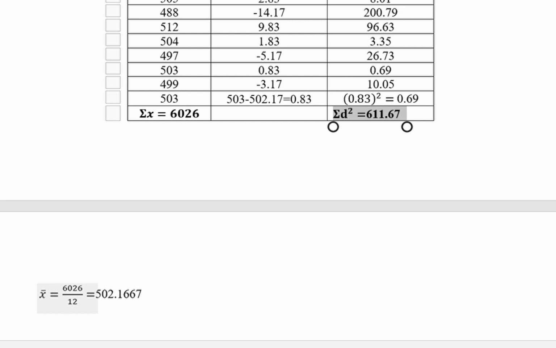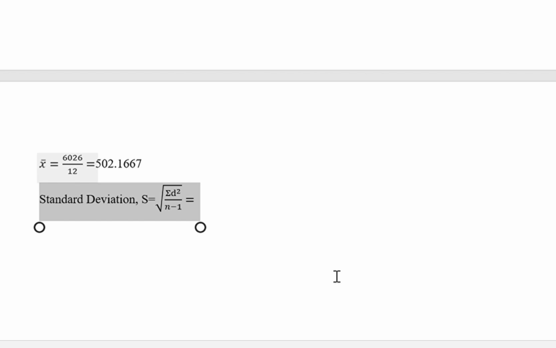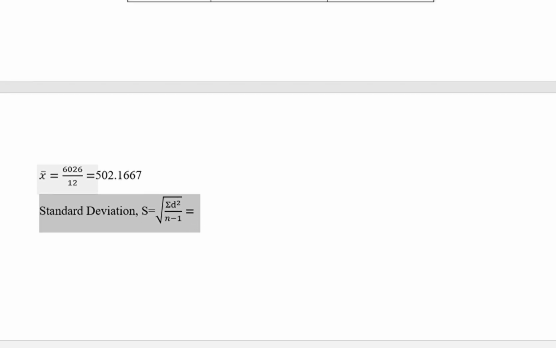Now with that, we can calculate variance and standard deviation. So standard deviation will be calculated as S is equal to the square root of summation d squared over n minus 1. That one will give you variance, but because we want standard deviation, we need to get the square root of that. So we shall get the square root of variance, meaning the square root of summation d squared over n minus 1.